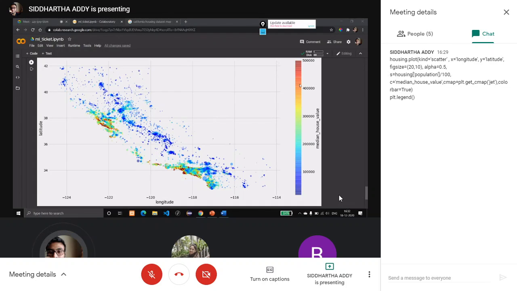So the more the value of the house, the more the tendency is that it is a sea-facing house. If you look at it, all the houses which have more median house value, or where the price of the house is more, are actually sea-facing houses, right? All of these houses are sea-facing houses. As we go inside, or inland, the median house value decreases.